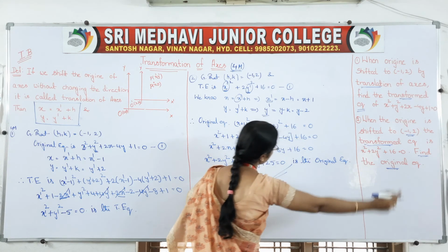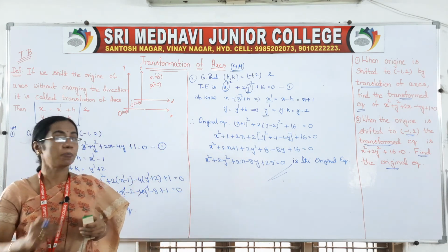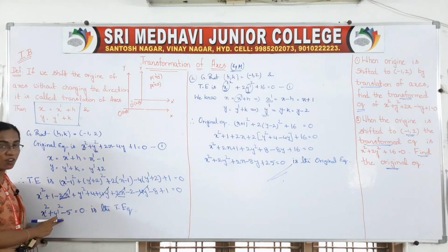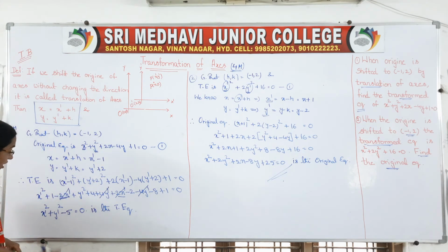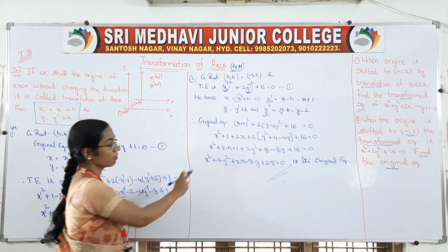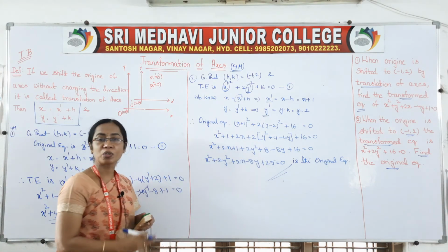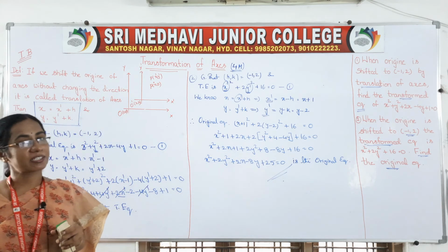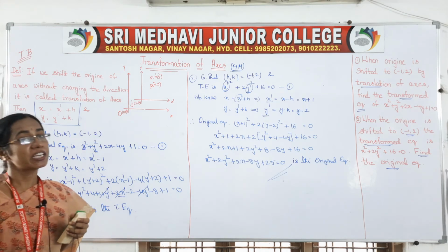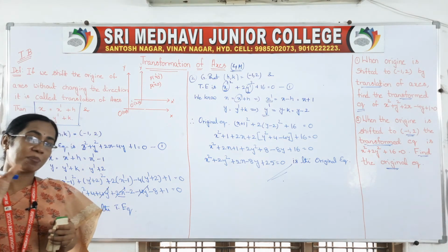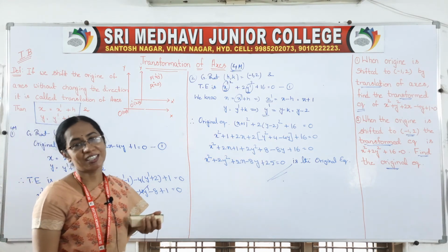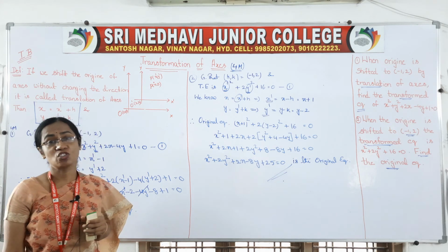So always remember, original means it will be in terms of x and y, right? And transformed means find the transformed equation. In the first question, at the end we got x dash y dash. Find the original equation. At the end we have to get the equation in terms of x and y. Okay, so this is about your translation of axes. Chapter name is transformation, change of axes. Also you can write that name instead of transformation, change of axes.